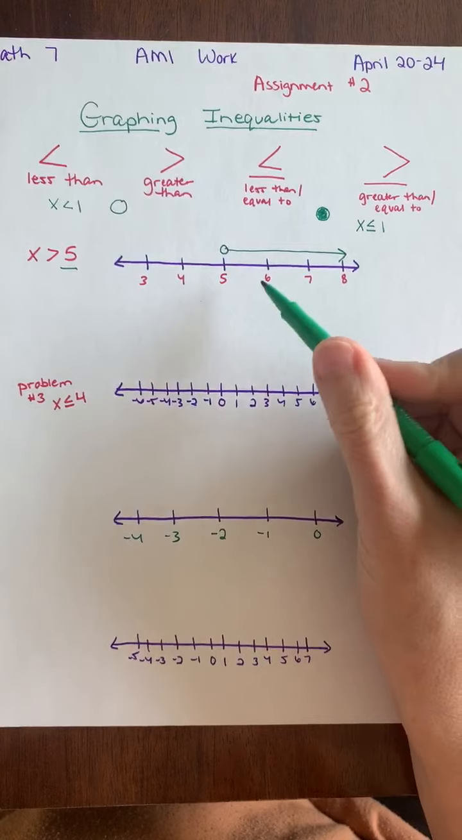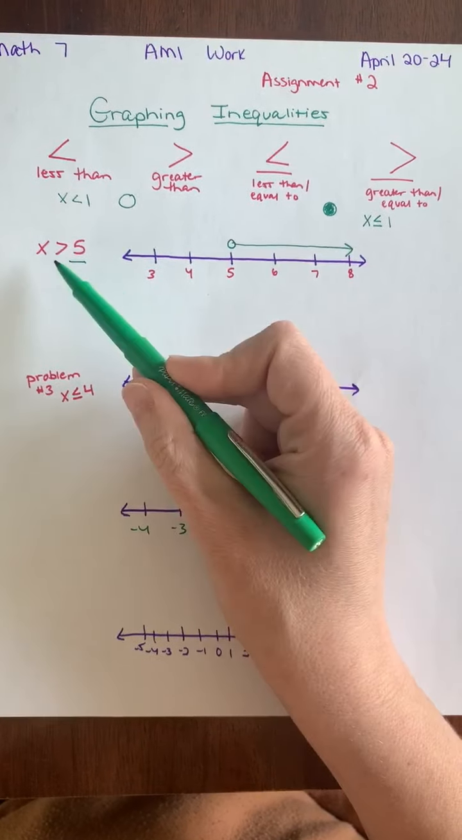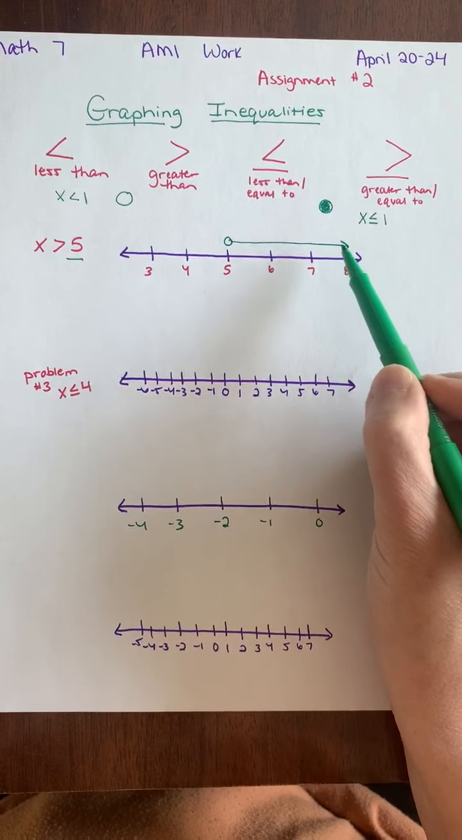Okay, and if I wanted to test it, I can choose any number that's underneath this line. So if I chose 7, 7 is greater than 5. So that tells me that my answer is correct.